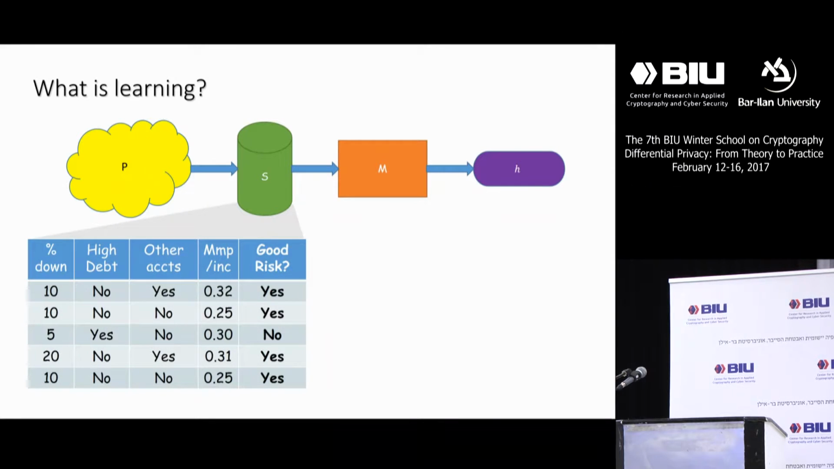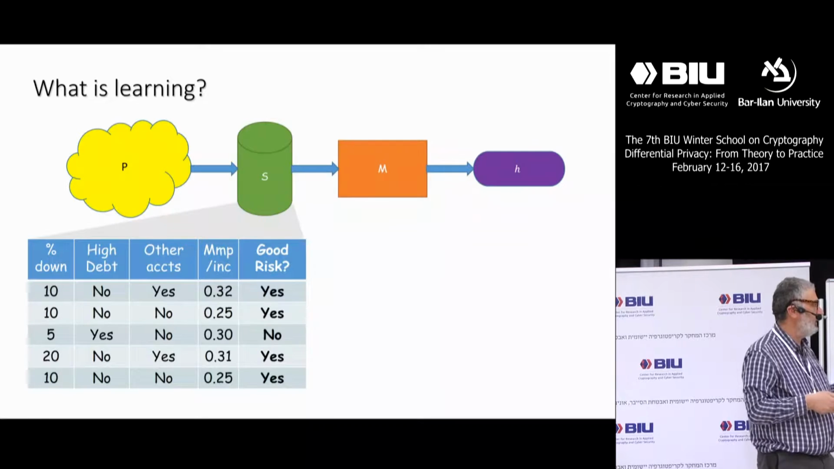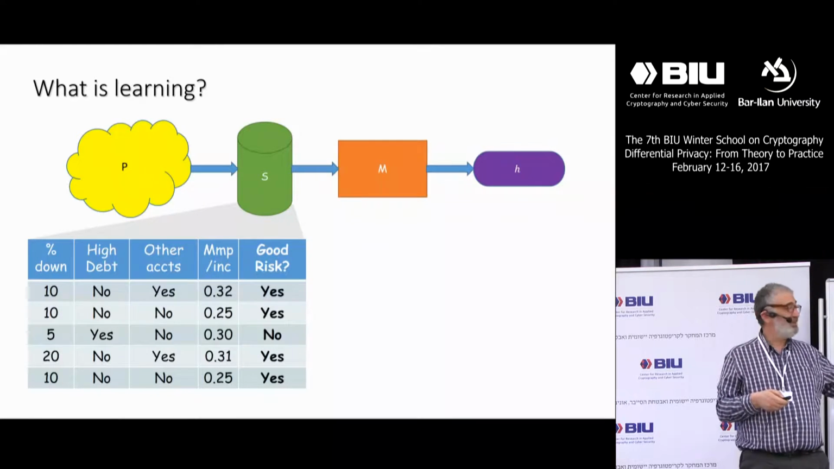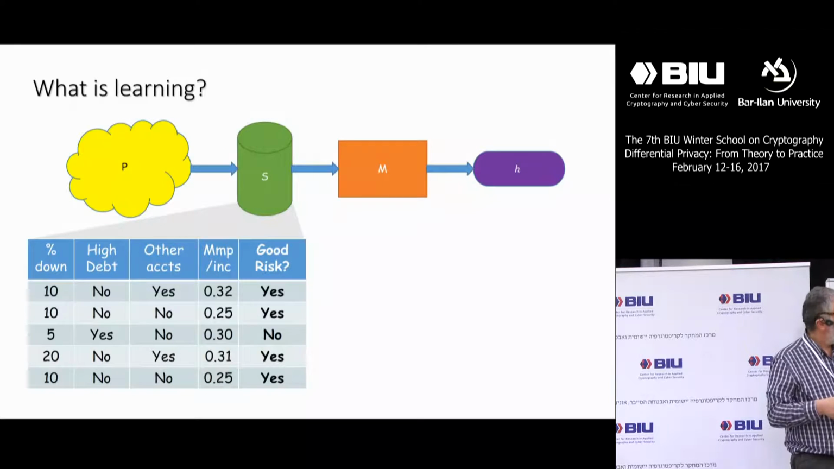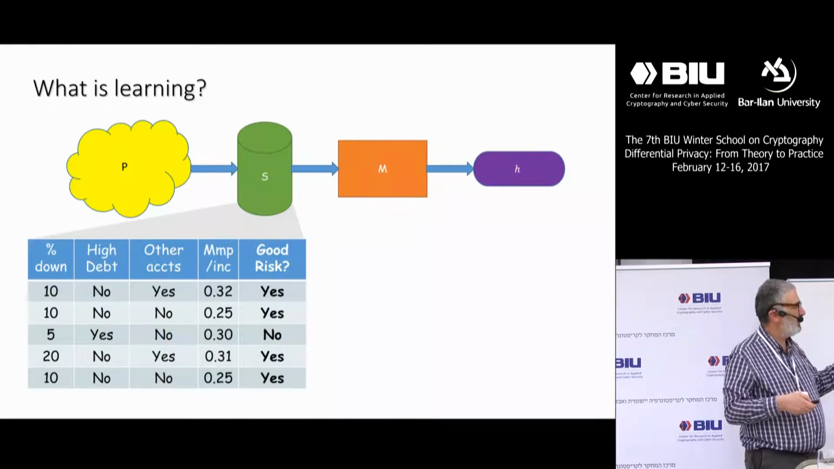So here's the example. For instance, this could be the data that you collect. Maybe it's a bank, and the data it collects includes a set of features like the percentage of down payment or whatever, whether this individual has a high debt and so on.